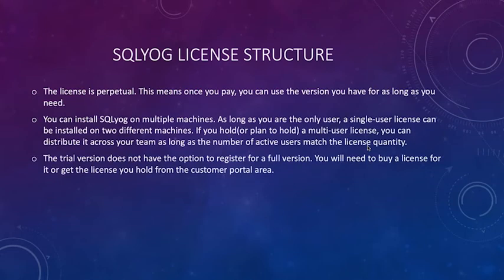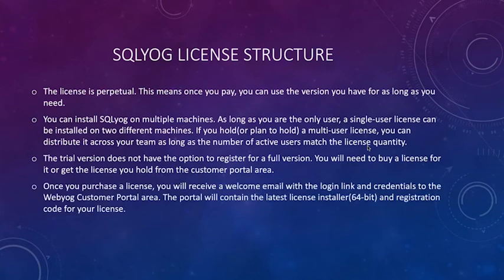Now, the license is perpetual. You can use it for as long as you need. And if you're the only user, you can use it on multiple machines as well. The trial version does not have the option to register for a full version. You will need to buy a full license. If you already have a license, you will need to go to store.webyog.com/customer to access the customer portal area and get the licenses from there. Once you purchase a license, you will get a welcome email with a login link and credentials for the portal, and the portal will have the 64-bit installer and the registration code for your license.